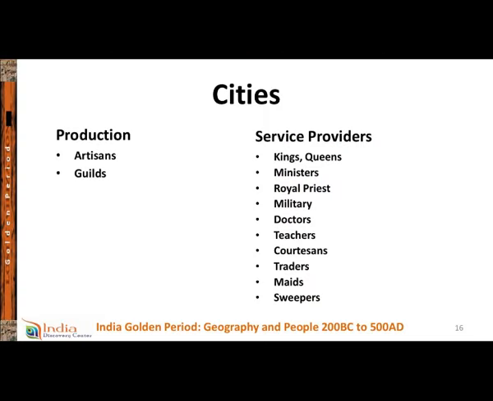Cities. Who were the producers? There were artisans and guilds. And the service providers were the kings, queens. It's really important to understand that they are actually providing something to this society. Ministers, royal priests, military, doctors, teachers, courtesans, traders, maids, sweepers, etc.